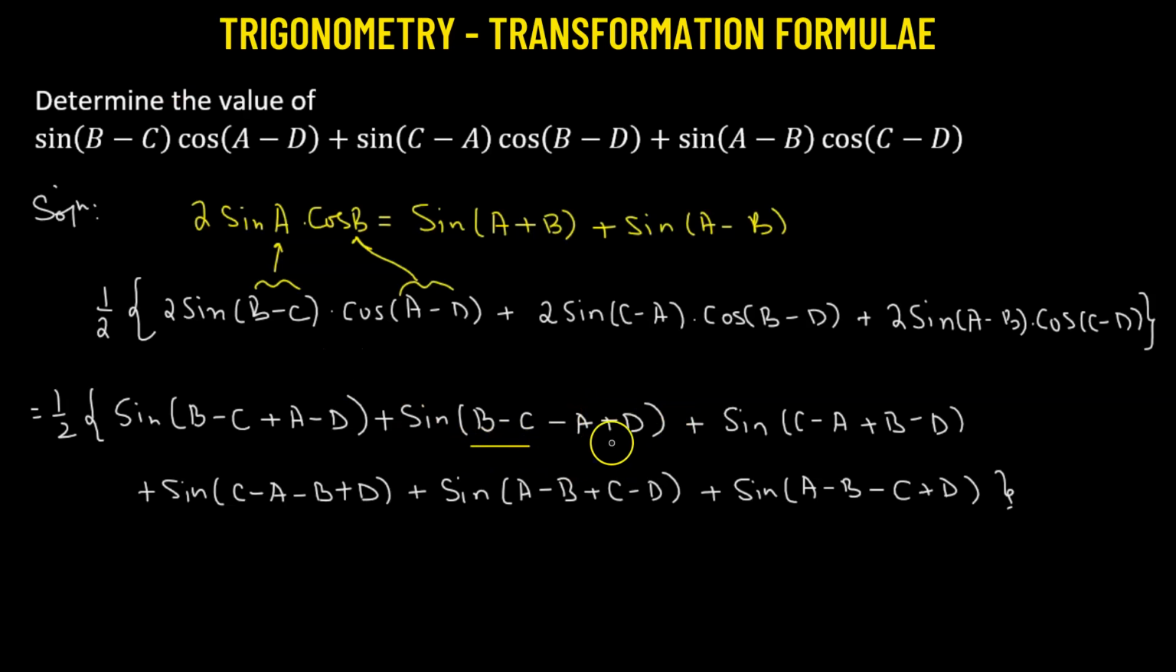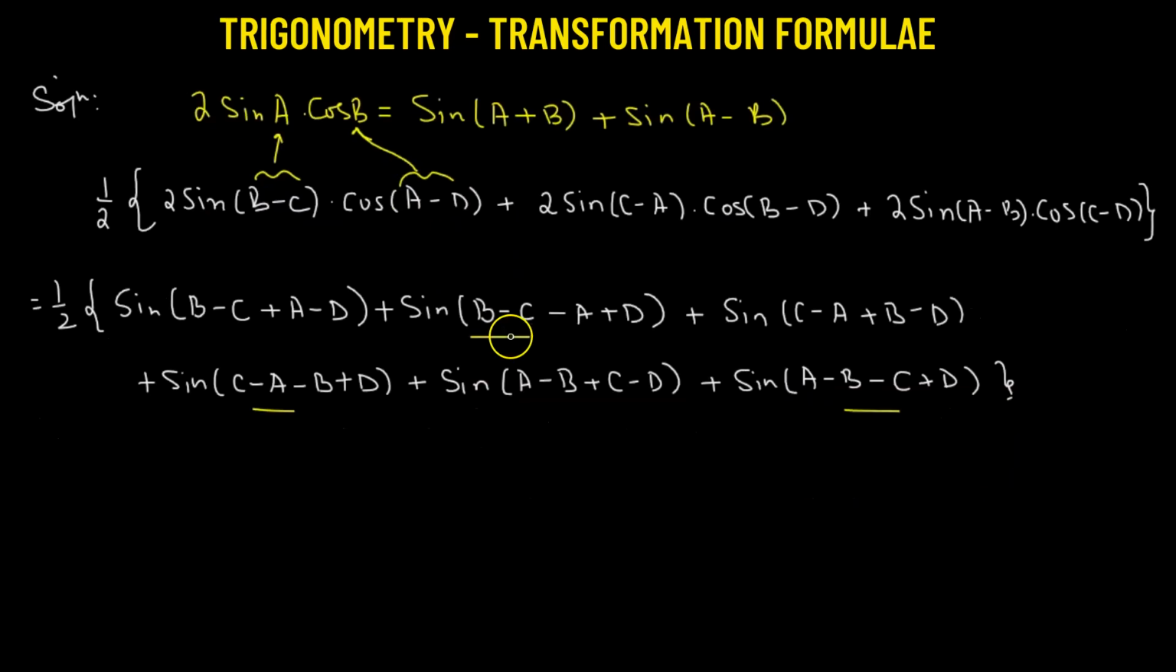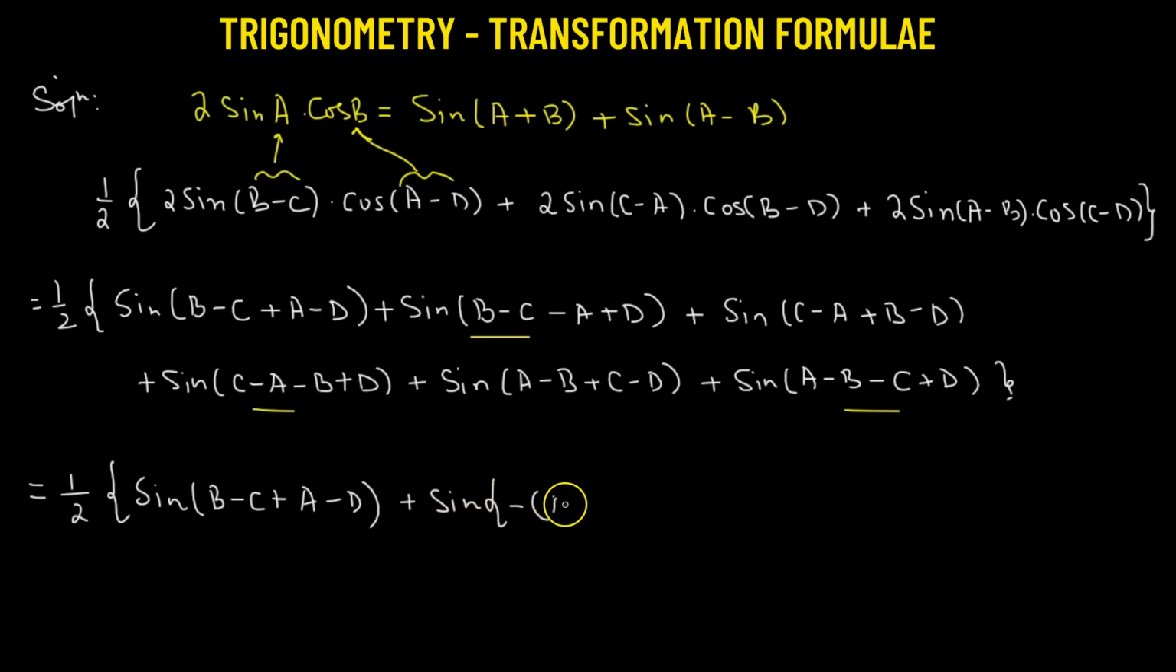Next, we'll try to work with the second, fourth, and the sixth term. So let's do that. We're going to let the first, third, and the fifth term remain as they are. So let's first note down the first term. So we have half multiplied to sine of B minus C plus A minus D. So here, for the second term, we'll take negative as the common factor. So this time we're going to get A plus C minus B minus D. So we'll keep the third term as it is. So we have sine of C minus A plus B minus D.